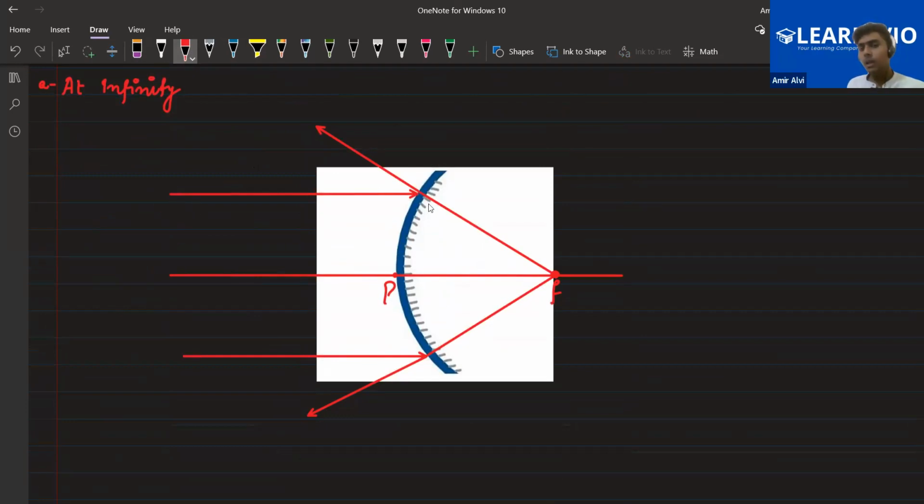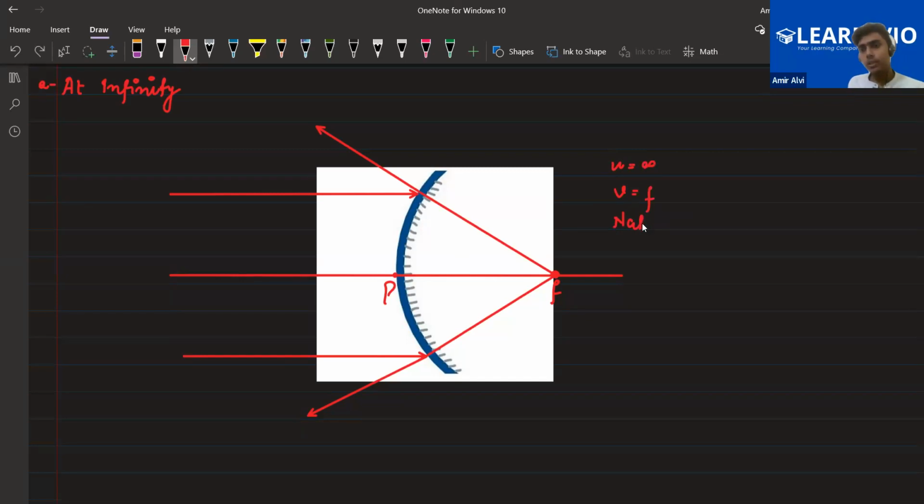Parallel rays will come and they will get spread out because this is a diverging mirror, right? They will strike the surface and get spread out. Got it? Yes, sir. Now if you extend these lines, you can see they appear to meet. The point at which they appear to meet is called what? Focus. Whenever the light rays are parallel, wherever they cut the principal axis, that point is considered the focus. Got it? So u will be infinity, v at focus.